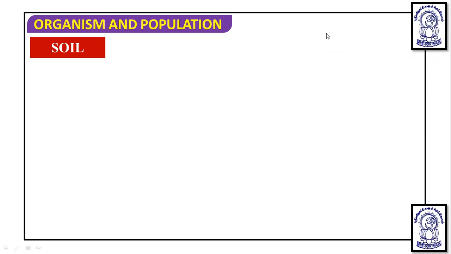Dear student, in the continuation of this chapter, that is Organisms and Populations of ecology, in the previous class we have already talked about the major abiotic factors like temperature, water, and light. Today we are initiating this lecture with the fourth major abiotic factor, that is soil. And first, what is soil?